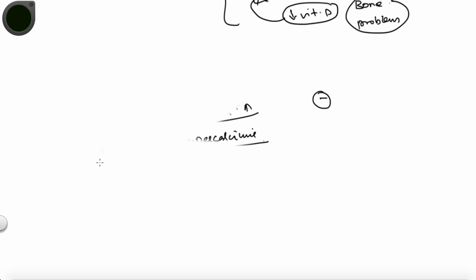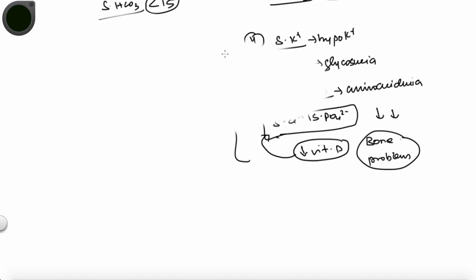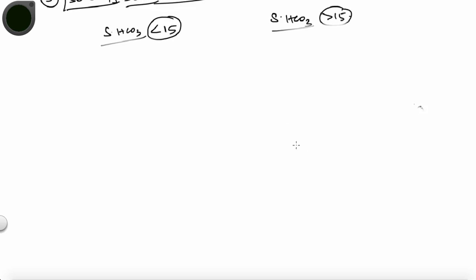A little bit erase and go back to the top. Yes. And what are the causes of distal renal tubular acidosis and proximal renal tubular acidosis?